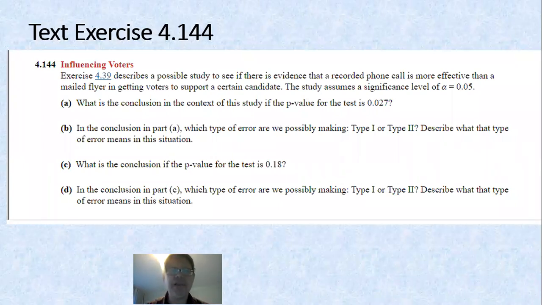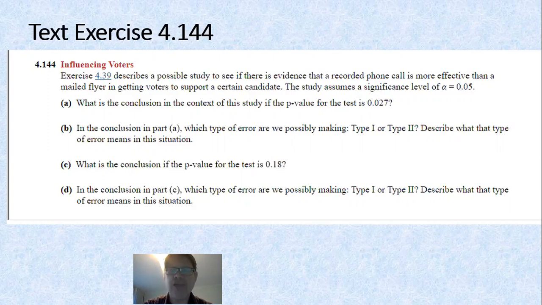For our second problem, I'd like to take a look at a problem from your textbook, and this is exercise number 144 from your text. It says that exercise 439 describes a possible study to see if there's evidence that a recorded phone call is more effective than a mailed flyer in getting voters to support a certain candidate. The study assumes a significance level of 5%. And they're going to ask us a number of questions about this scenario.